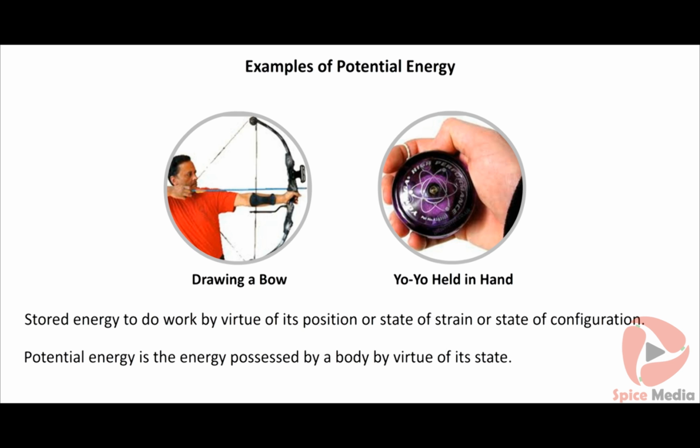Potential energy due to state of strain is due to the compression or expansion of an elastic object. Potential energy due to the state of configuration is the energy stored within the chemical bonds of an object.